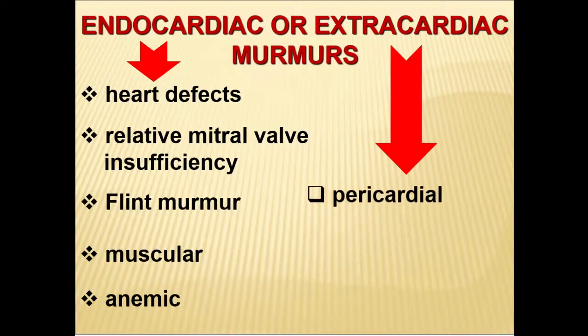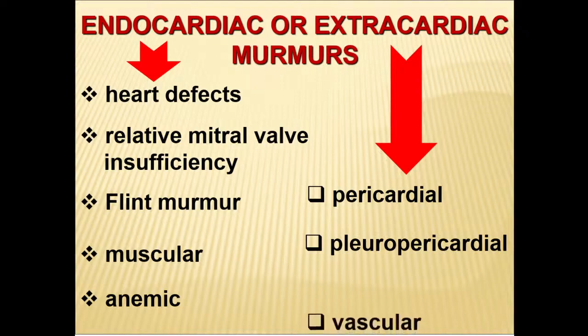Extracardiac murmur, first of all, is the pericardial friction murmur: a murmur which appears outside of the heart muscles due to audible friction of the pericardium. Pleuro-pericardial friction murmur: a murmur which appears due to audible friction of the heart and lung. And vascular murmur, which is auscultated over peripheral arteries. We'll stop on the characteristics of all these murmurs because every question will be given separately on the exam.